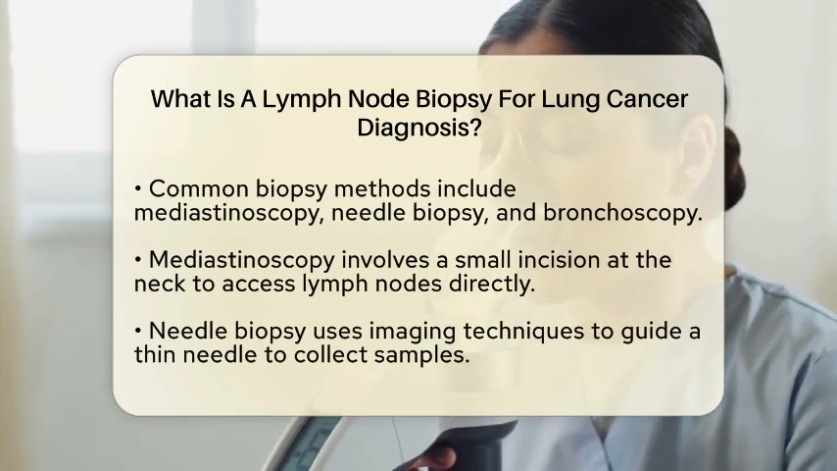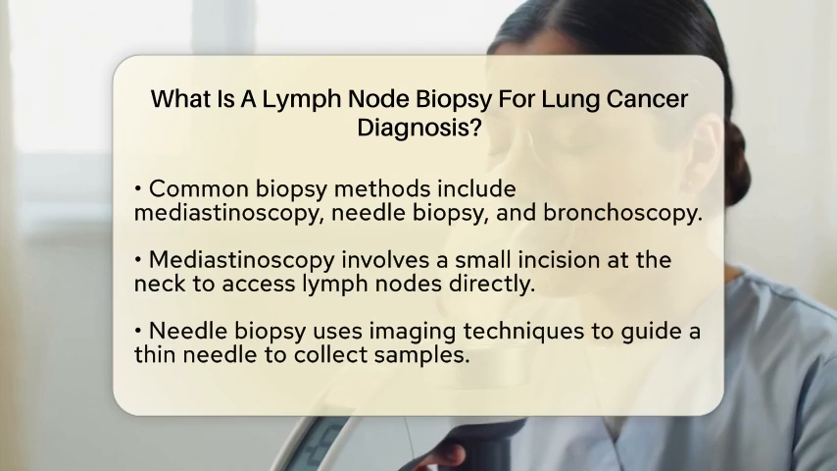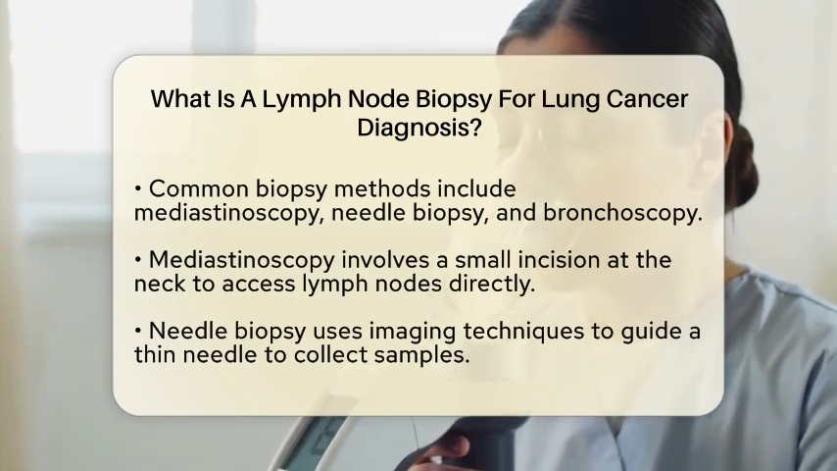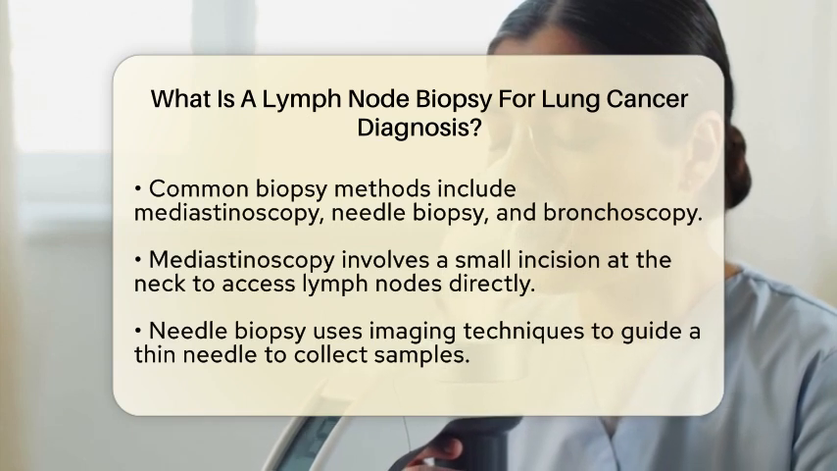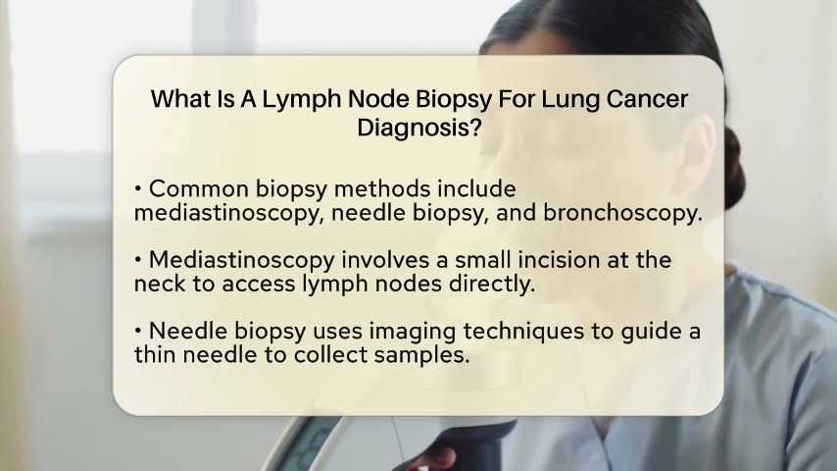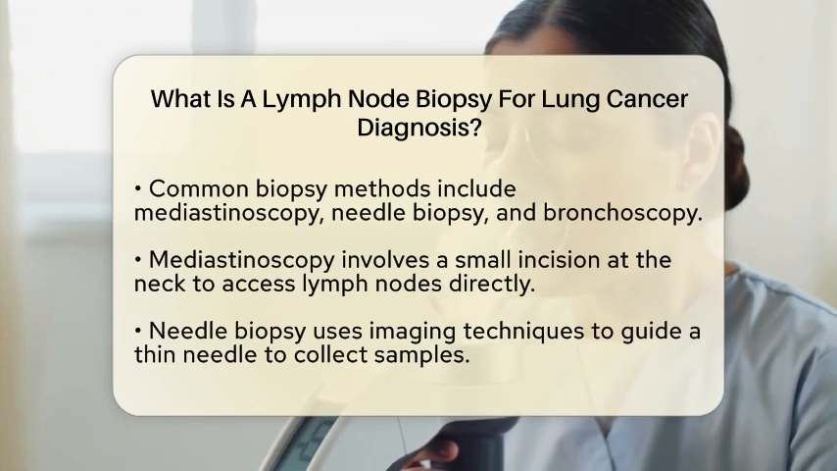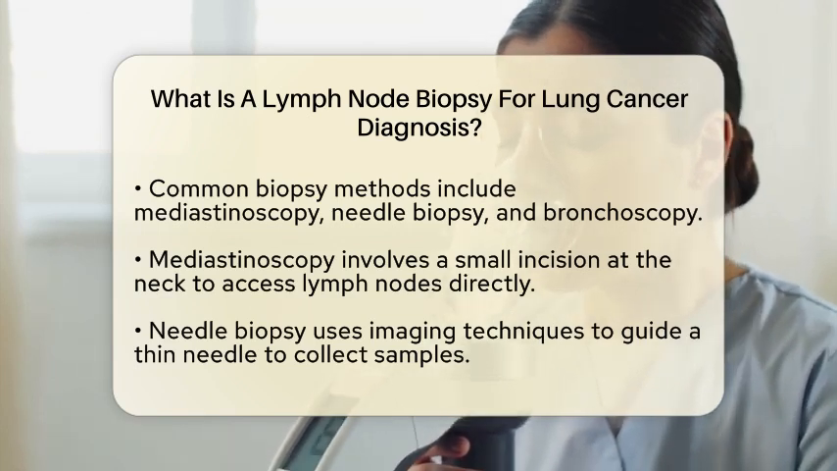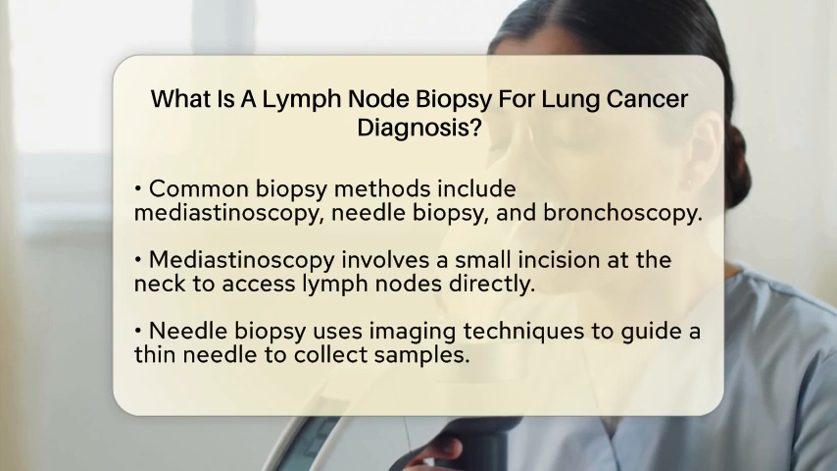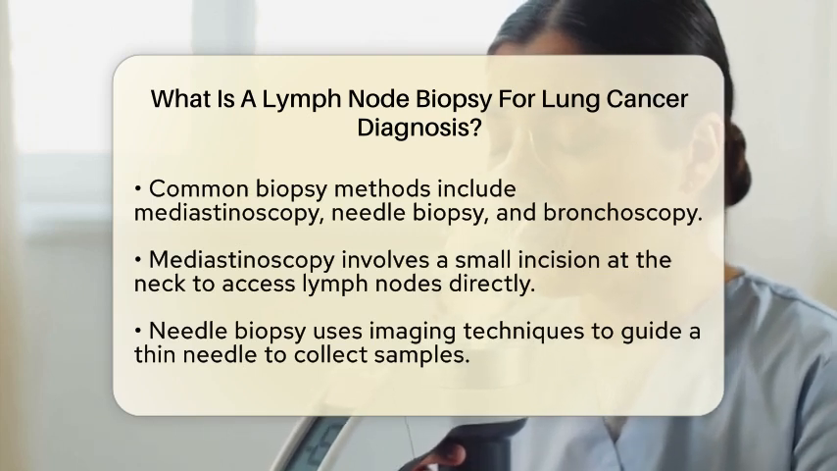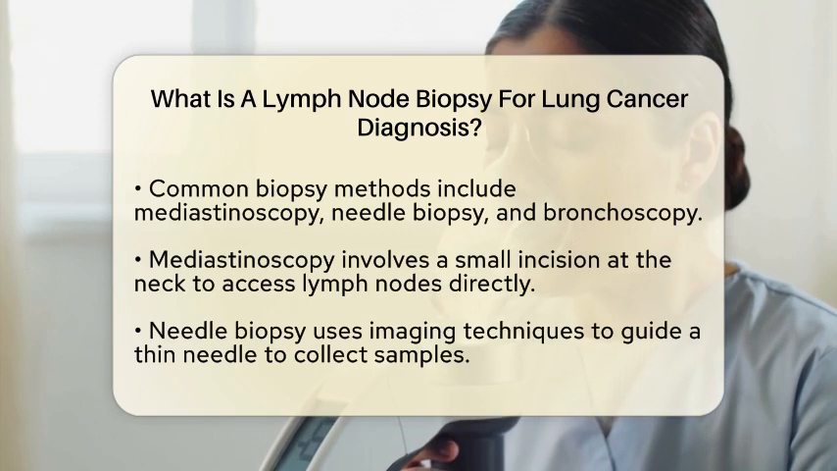This method allows doctors to see the lymph nodes directly and take tissue samples for examination. It is often used to stage lung cancer, helping to determine if it has spread to these nodes. Another method is a needle biopsy guided by imaging. This less invasive option uses imaging techniques like ultrasound or computed tomography scans to locate abnormal lymph nodes.